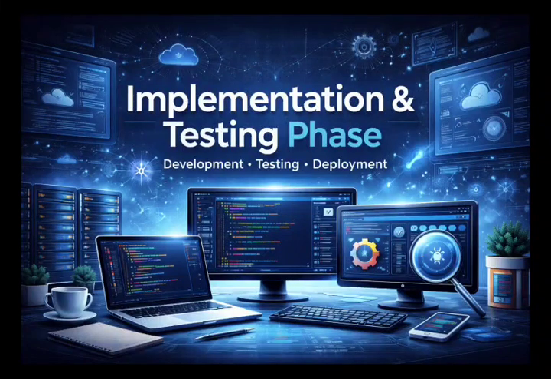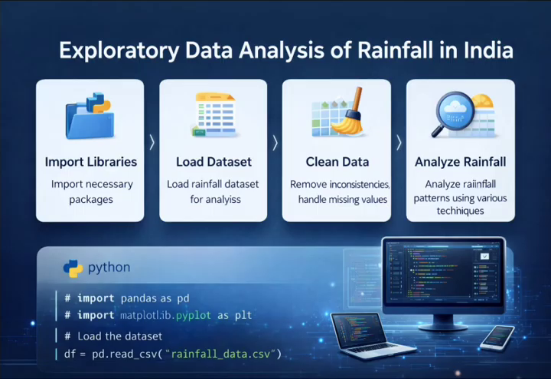Now I'm starting the code execution part of our project, which is exploratory data analysis of rainfall data in India. Here we can see the main steps of our project, which is the exploratory data analysis process. First, we import the required libraries. Next, we load the rainfall dataset. Then we clean the data by handling missing values and errors. Finally, we analyze the rainfall patterns to understand trends and variations.